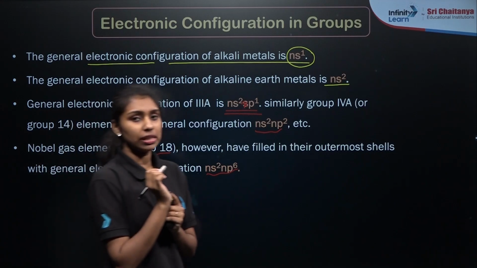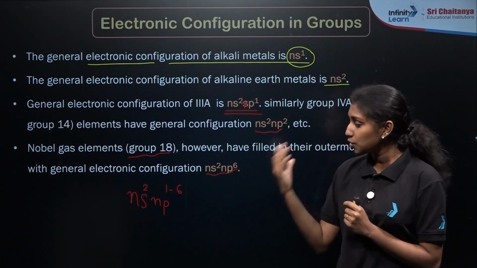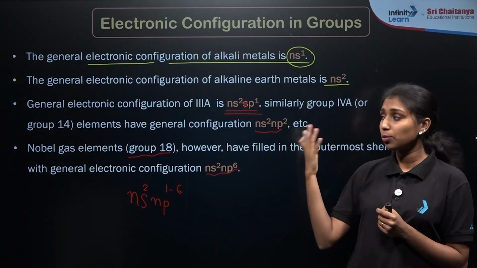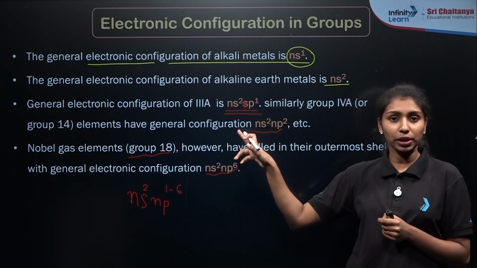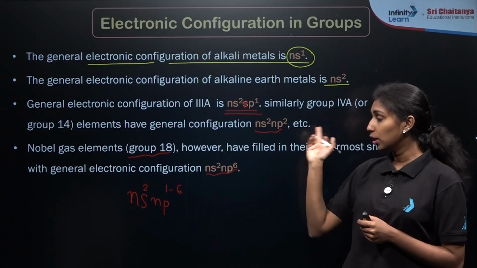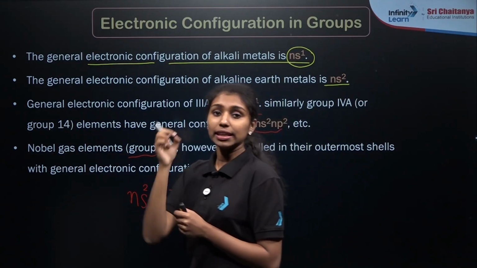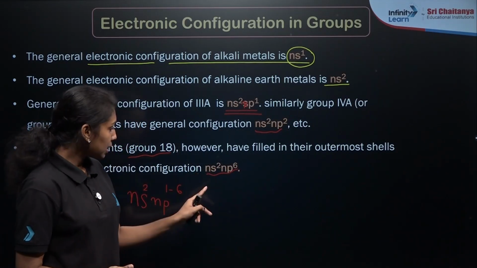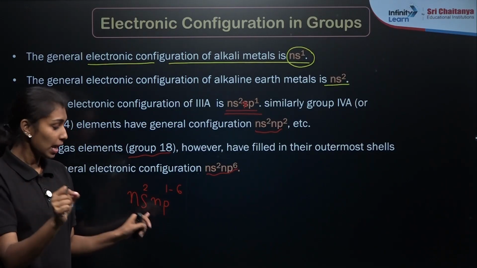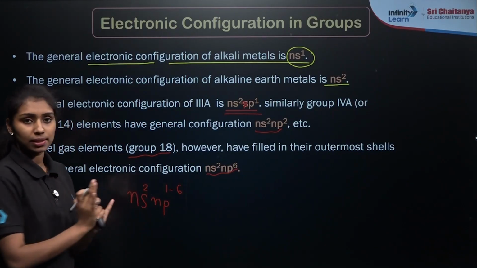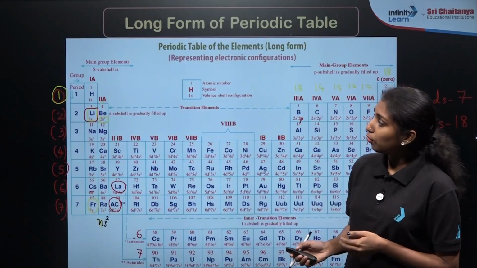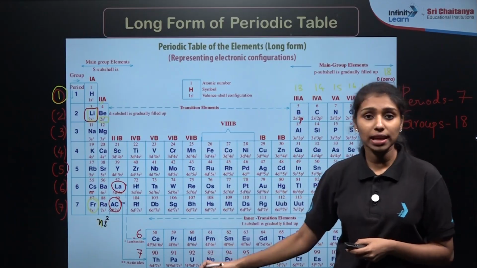Okay, I hope you understand about the electronic configuration. We will try to find out the electronic configuration of all the elements in the different groups here. Group 13 has a general electronic configuration of ns2 np1. For group 14, it is ns2 np2. Group 15, it will be ns2 np3, then ns2 np4 and so on. Which means that the general electronic configuration of group 13 to group 18 will be ns2 np1 to 6. Clear? That's about the electronic configuration of these elements in the periods as well as groups.